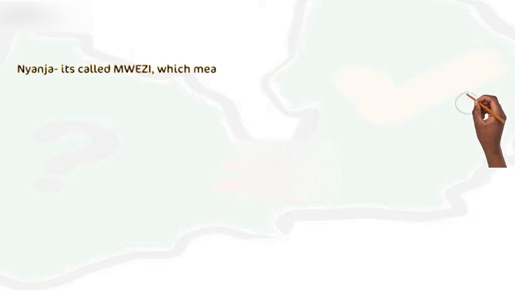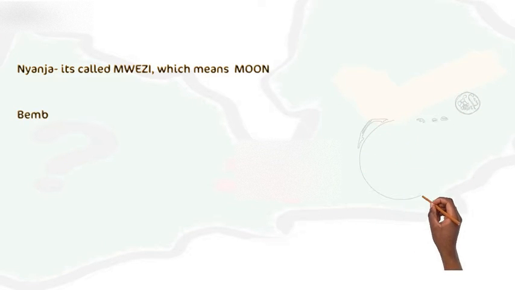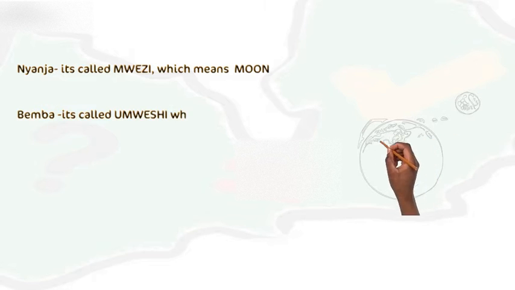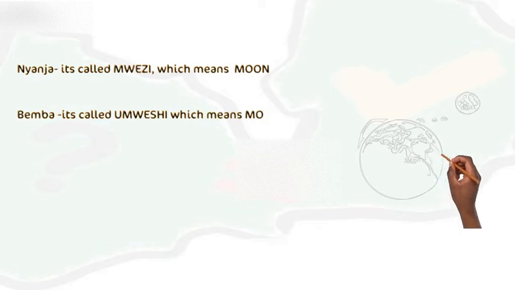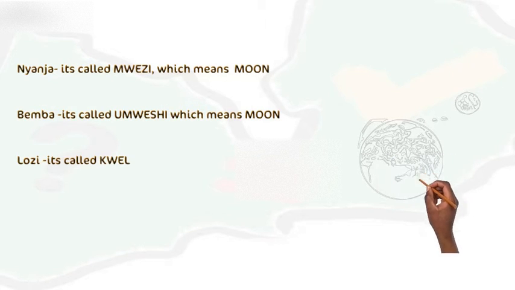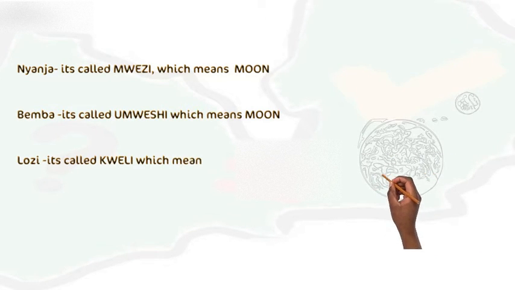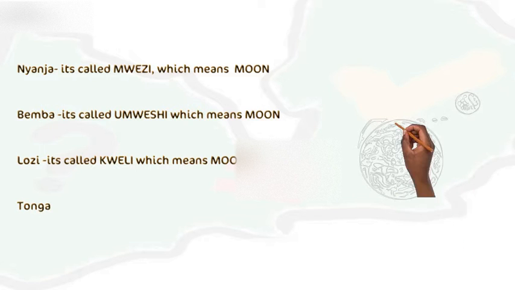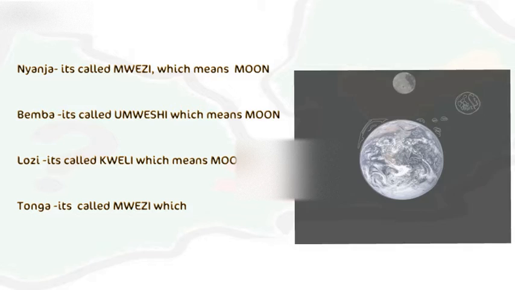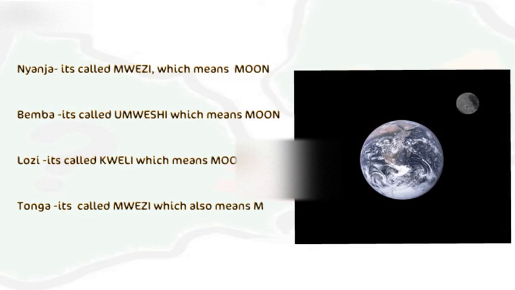Take for instance a month in Nyanja. It's called mwezi, which means moon. In Bemba, it's called umweshi, which means moon. In Lozi, it's called kweli, which means moon. In Tonga, it's called mwezi, which also means moon.